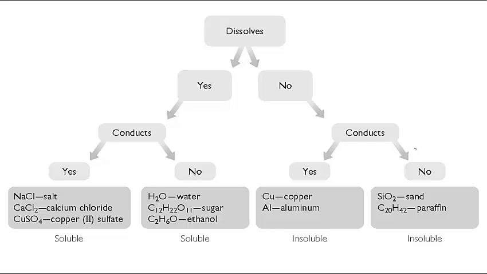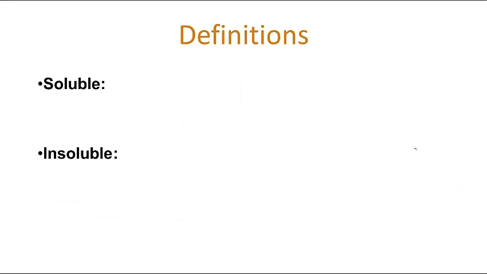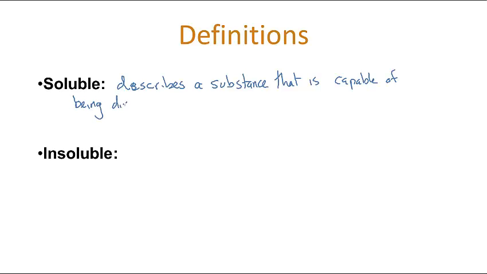Okay. So, well, let's do a couple more definitions. Soluble describes a substance that is capable of being dissolved in another substance. So like, again, I keep coming back to sodium chloride. Table salt in water is soluble.